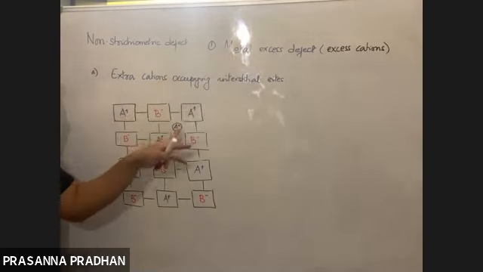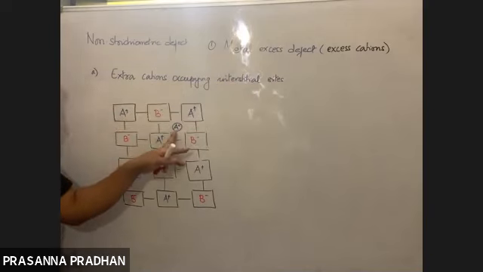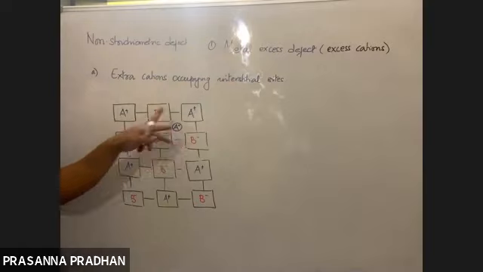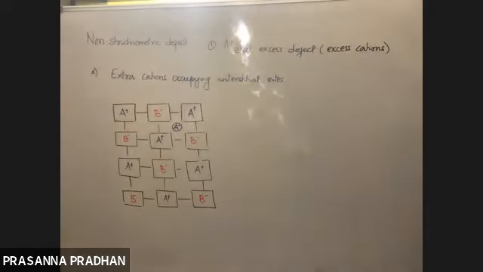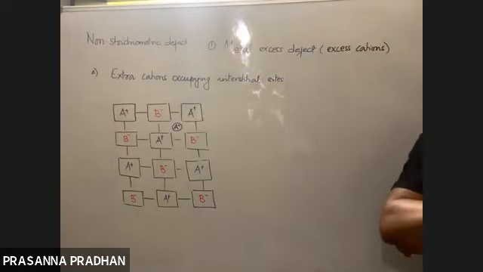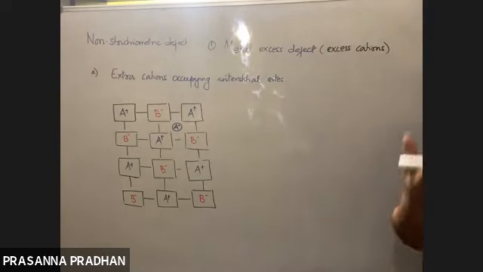This is a metal excess defect. What kind of metal excess defect? Due to extra cations occupying the interstitial sites. Now, do you think this crystal will be electrically neutral? Of course no, क्योंकि एक positive charge ज़्यादा है. So how will it become electrically neutral?